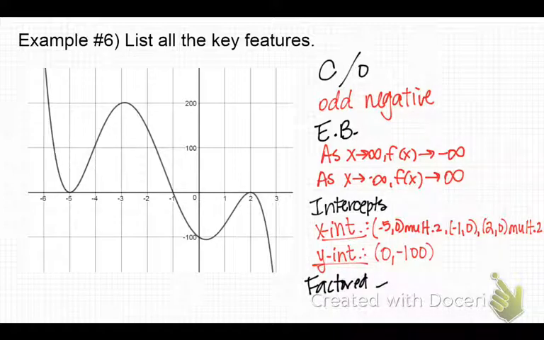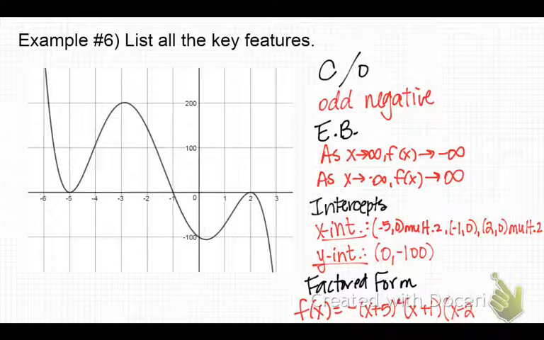Finally, I have my factored form, or my product of linear factors, which is f of x equals what? Negative, good. x plus 5 quantity squared times x plus 1 times x minus 2 quantity squared, okay? That's the last one I have for you today. You're going to work on the next 12 of them, I think.